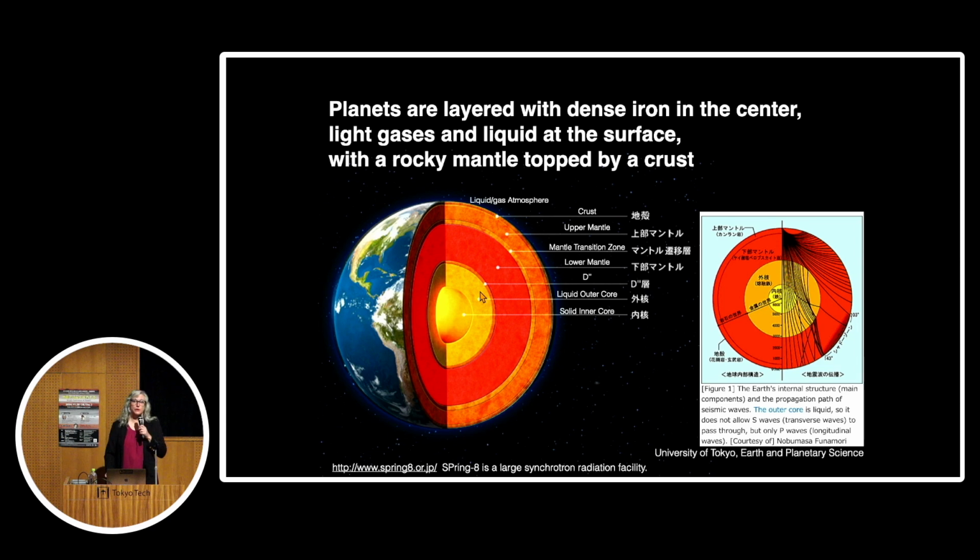The dynamo in the liquid outer core powers our magnetic field. And then the mantle is subdivided into separate regions based on the properties of the seismic waves that travel through them. And then at the top, we have the crust. The crust is what happens when you partially melt the mantle rock, and so it's lighter, it rises to the surface. And then we have our liquid ocean, and our gas atmosphere at the top.